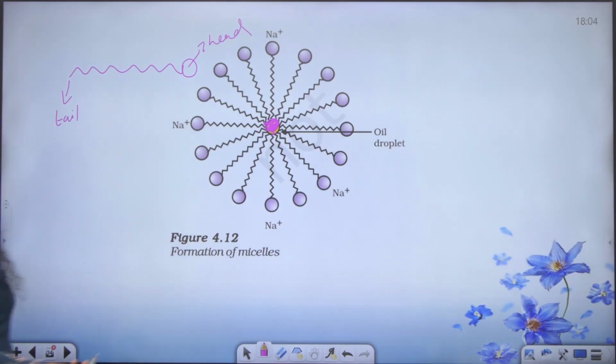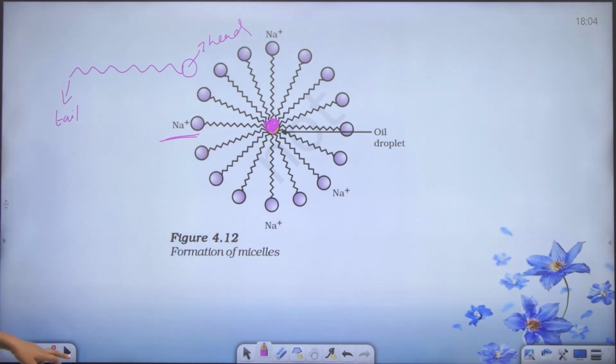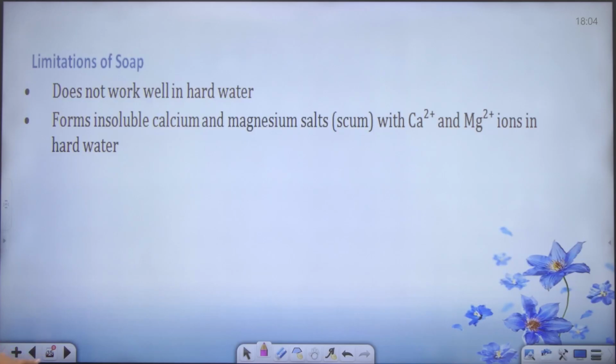The water attractive part, or ionic part, or hydrophilic part, contains Na+ ions, and the tail part is the hydrophobic, water repellent part. Okay, this is the micelle formation. The center oil drop is covered by soap molecules. Then the limitation of soaps: it does not work well in hard water. It forms insoluble calcium and magnesium salts with Ca2+ and Mg2+ ions in hard water.